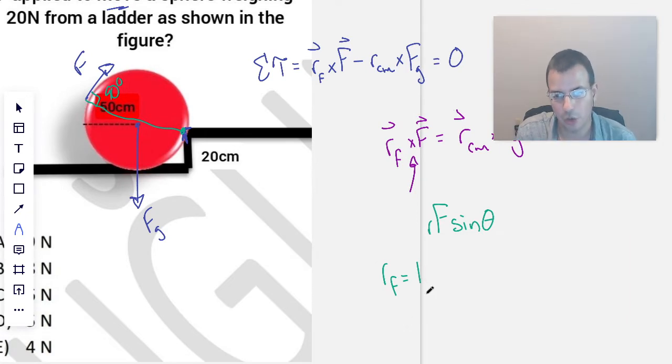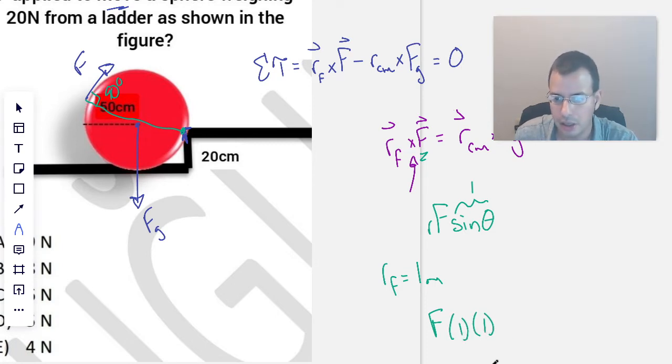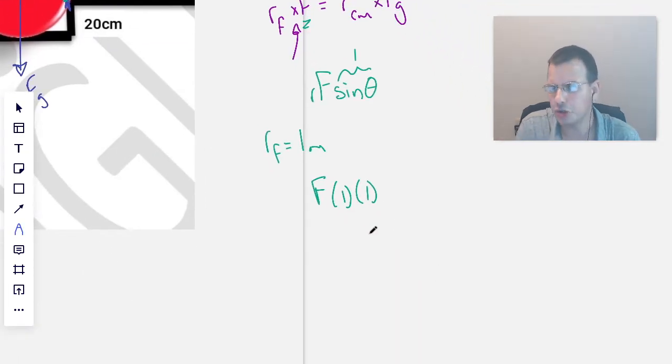So I'm just going to call that 1. Specifically 1 meter or 100 centimeters, which is 1 meter, which is convenient. And then I'm going to say that this theta here is 90, therefore this is also 1. And therefore this side right here is just going to be F. Really it's F times 1 times 1. But you get the idea. It's F.